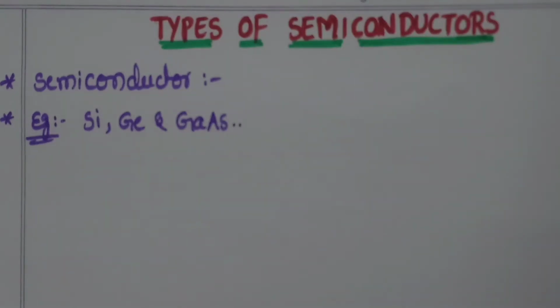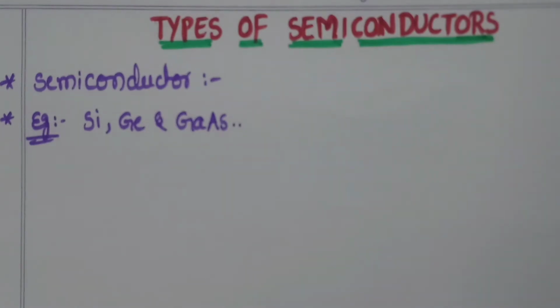Our today's topic is types of semiconductors. Before going into our topic, let us define semiconductor first. A semiconductor is a device whose conductivity lies between the conductors and the insulators. This we have discussed in our earlier sessions. Examples of semiconductors are silicon, germanium and gallium arsenide and so on. There are so many examples, but we are taking only some of them.